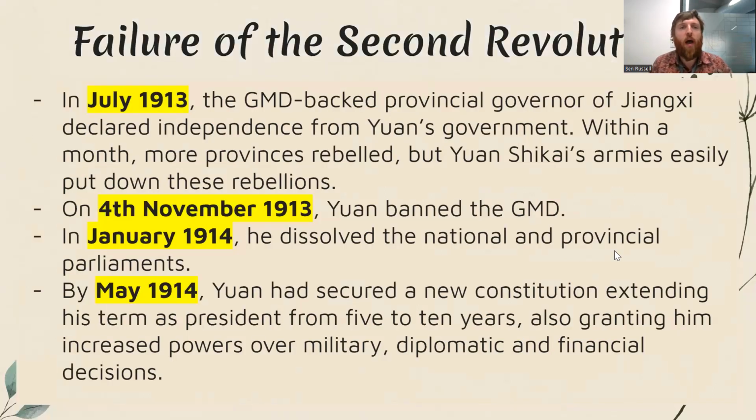Failure of the Second Revolution. In July 1913, the Guomindang-backed provincial governor of Jiangxi declared independence from Yuan's government. Within a month, more provinces rebelled, but Yuan Shikai's armies easily put down these rebellions. On the 4th of November 1913, Yuan banned the Guomindang as a political party. In January 1914, he dissolved the national and provincial parliaments, again gaining more power for himself. By May 1914, Yuan had secured a new constitution extending his term as president from 5 to 10 years. So that throws out Sun Yat-sen's principle of democracy and the phasing in of democratic principles. This also granted him increased powers over military, diplomatic, and financial decisions.